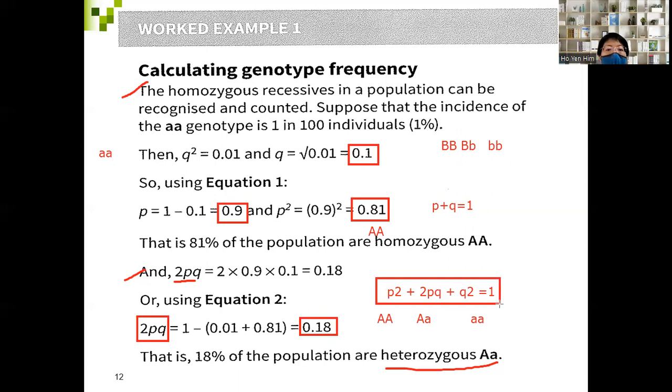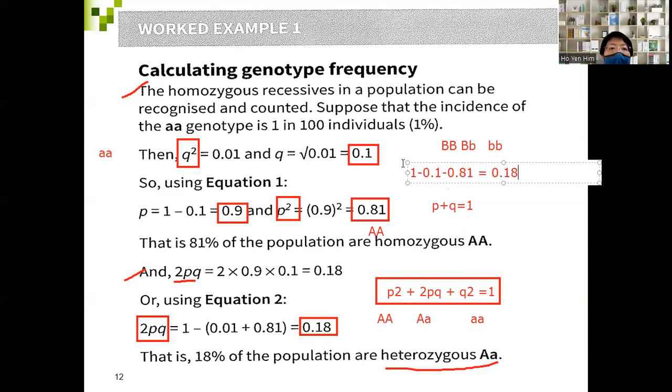Or there's another way to calculate. I know Q square equals 0.01, right? And I know P square is equal to 0.81, right? So whatever is left must be heterozygous, isn't it? So therefore, they take 1 minus 0.01 minus 0.81, which will still give you 0.18. Two ways of calculating. So both ways are correct.